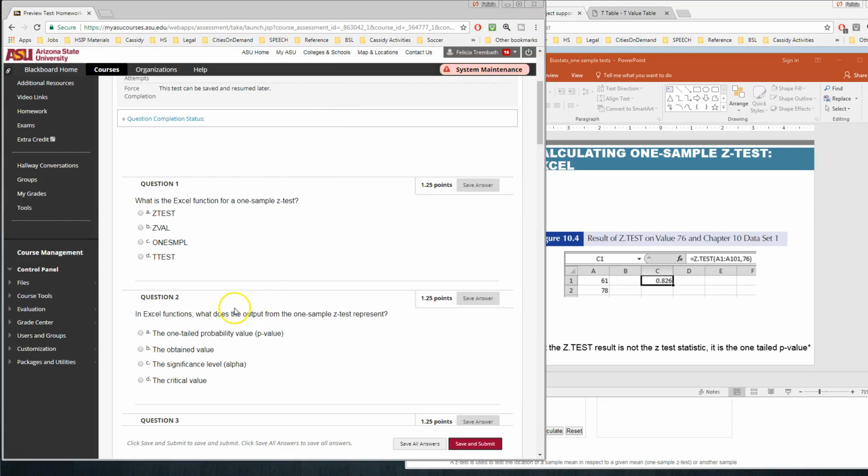So that brings us to our next one. In Excel functions, what does the output from the one sample z-test represent? And it is our one-tailed p-value.